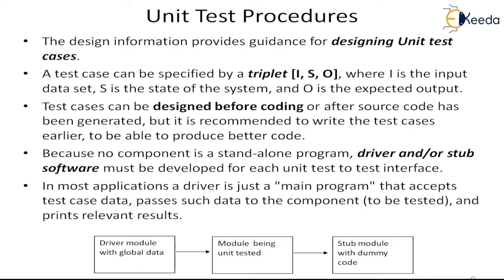Any test case will be represented like a triplet with I, S, and O. I is input criteria, that is the input data set. S is the state of the system. That means at what point of time we are giving this input, and what is the condition in which we are giving it. And O is the expected output. Earlier we said that with the input there will be an expected output. Now we have added a third thing: under these conditions this is the expected output. So if S changes, even though the input is the same, the output may change.